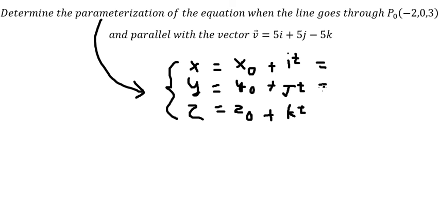Now, the line goes through the point B (0, -2, 0, 3). So negative 2 we put in here, 0 we put in here, and 3 we put in here. And the vector we have is (5, 5, -5). We change it to this one in here.